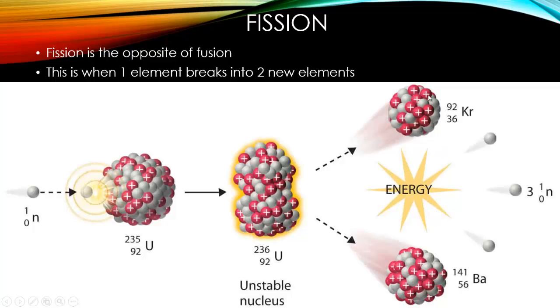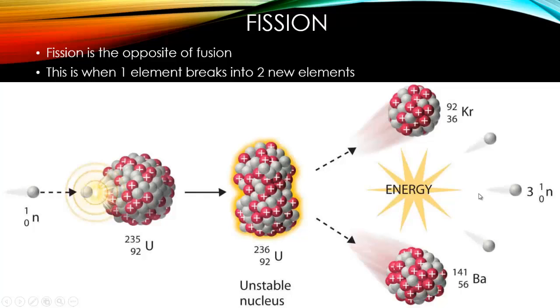And the total of all the pieces should add together. So for example, the top number is 236. So we should be able to add together these pieces and get 236. And if you notice, 92 and 141 is going to give you 233. And there are 3 neutrons, so 233 between these two, 234, 235, 236.